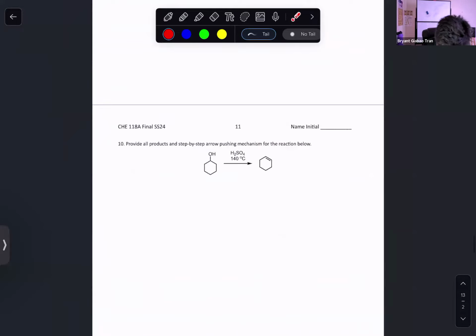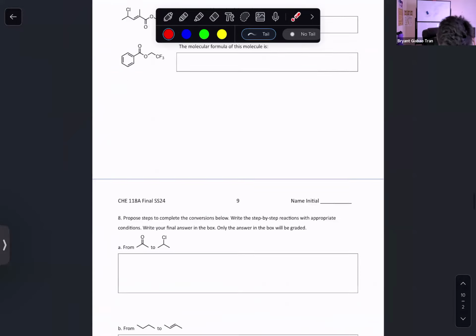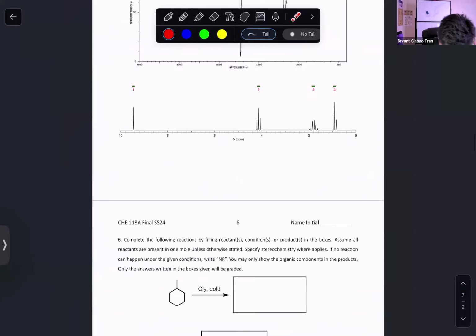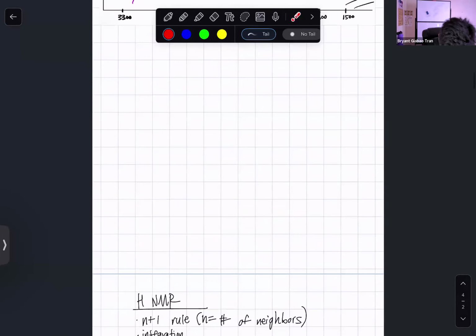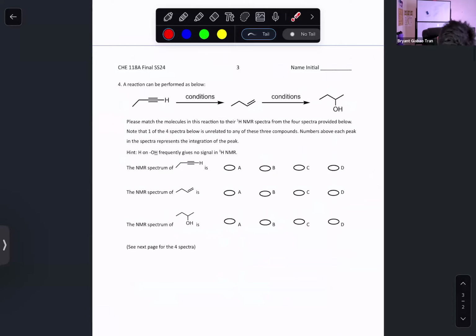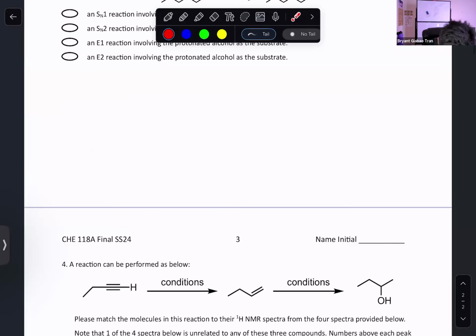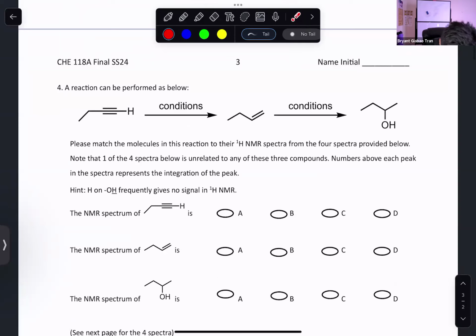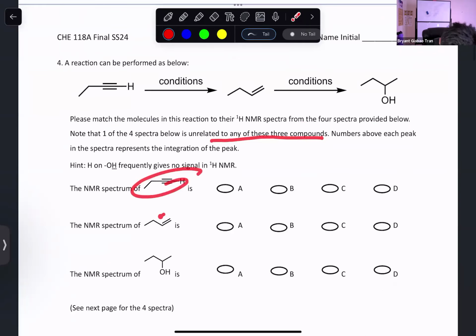Okay, so let's look at a practice problem here to see what kind of questions he's looking for. What kind of answers? Let's see. Okay, so please match the molecules in this reaction to the H NMR from the 4 different pictures below. Note that one of the 4 pictures below is unrelated to any of these 3 compounds. 1, 2, 3. Numbers above each peak in the spectrum represent the integration of the peak, right?